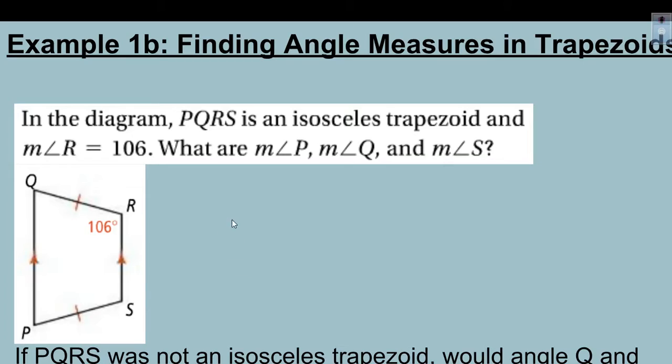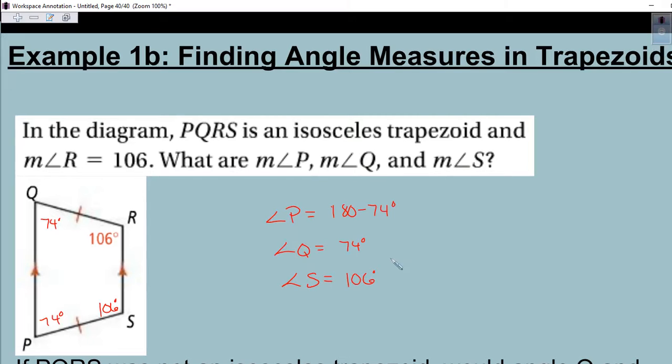So, in the diagram, PQRS is an isosceles trapezoid. The measure of angle R is 106. What is the measure of angle P, Q, and S? Pause the video, find your measure of each angle, come back and check your answers when you're done.